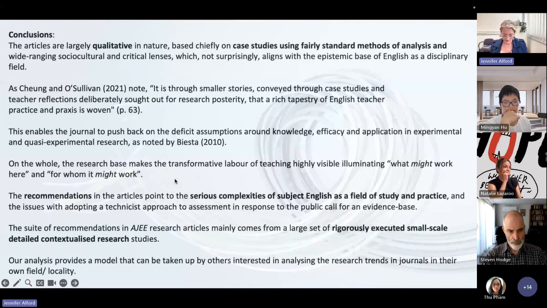On the whole, in this journal, we suggest that the research base makes the transformative labour of teaching highly visible, illuminating what might work here and for whom it might work. The recommendations in the articles point to the serious complexities of subject English as a field of study and practice, and the issues with adopting a technicist approach to assessment in response to the public call for an evidence base. And the suite of recommendations comes from a large set of rigorously executed, small-scale, detailed contextualised research studies. We hope that our analysis provides a model that might be taken up by others interested in analysing the research trends in journals in their own field or locality.